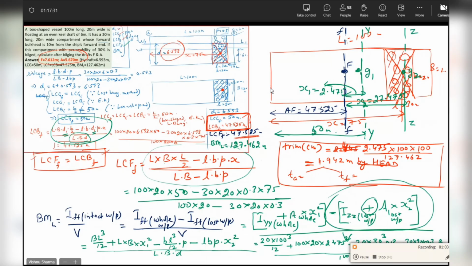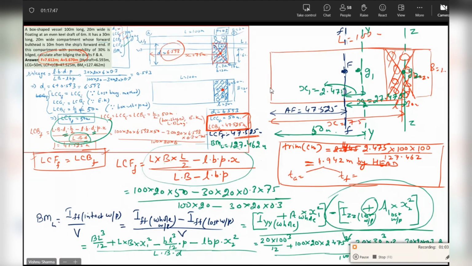See that the answers are matching. You know how to apply TA, TF to the height draft. Height draft is 6.593, the D1. So apply that and see that you get 7.612 forward and 5.670 aft.